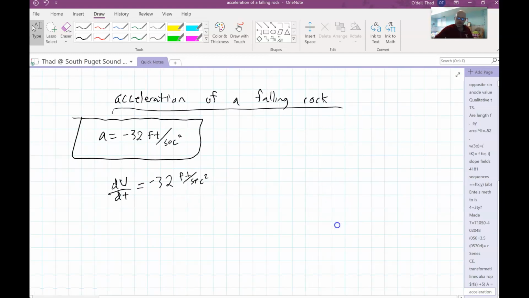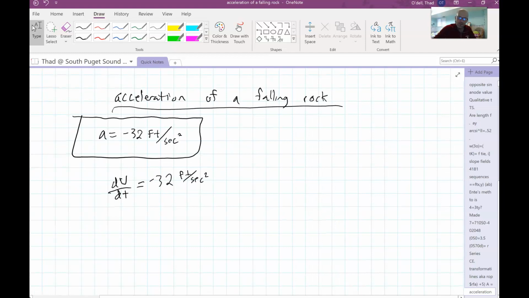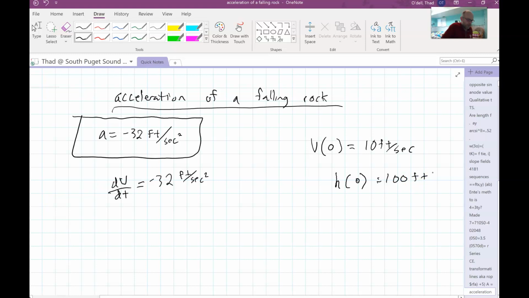Now let me provide a little bit more information. Let's say that we know something about the velocity function: at time 0, the velocity of the object was 10 feet per second. And we also know that the object was dropped or thrown off a cliff, so the height of the object at time 0 was 100 feet above the valley that it's dropping to. We're going to use this information to come up with a formula that can tell us the height of the rock at any time based on the time since it left the person's hand.